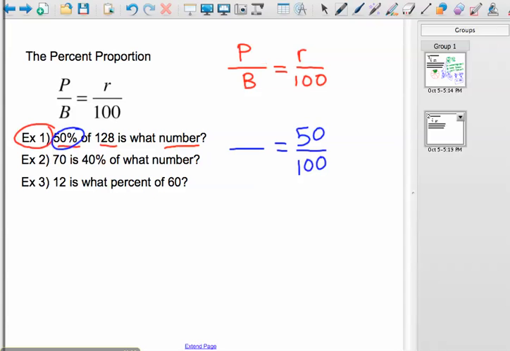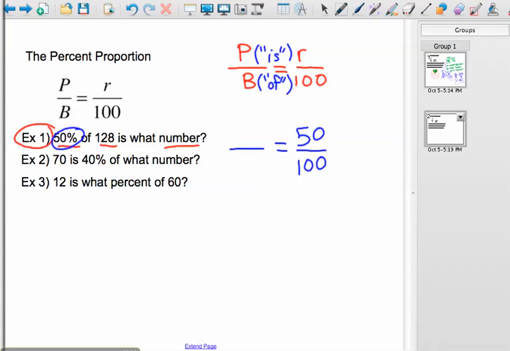Well, here's the trick. We have 50% of 128 is what number? What I'm going to tell you to put next to P is the word is. And next to B, I'm going to tell you to put the word of. This is why I'm doing that. The trick to these problems is, if you have a number and it's next to the word of, that is going to be the base, because that implies that it's the whole. If you see a number next to the word is, that implies that that is the part.